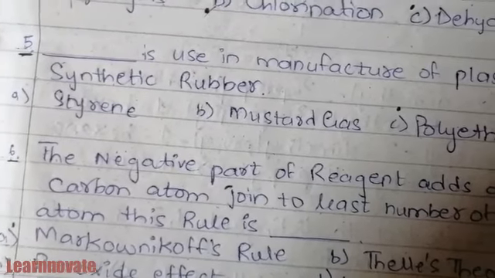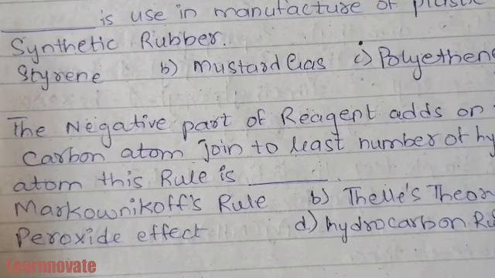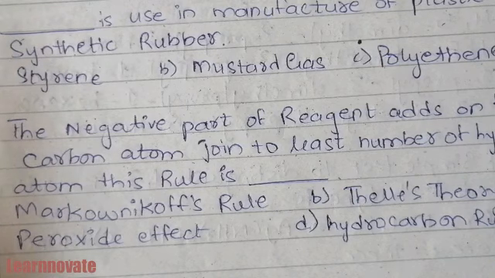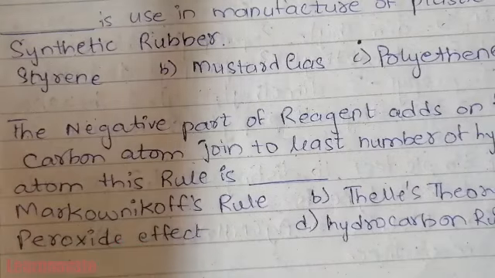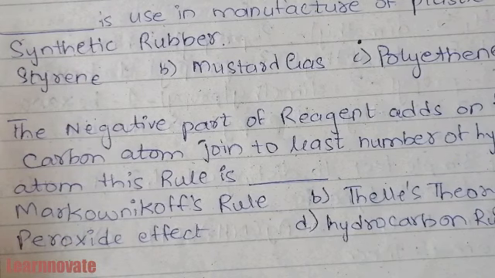Coming to the next one, asking the rule in which the negative part of reagent adds on the carbon atom joined to the least number of hydrogen atoms. This is a rule called Markovnikov's rule. Option number A is correct. When you add the halogen, the negative part of the reagent is mainly the halogens: bromine, chlorine and fluorine. They will add on that carbon where the bond with hydrogen is least. When their bond is free, then it will attach with the halogen.